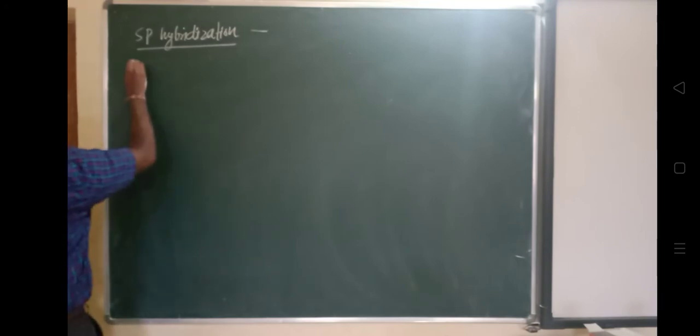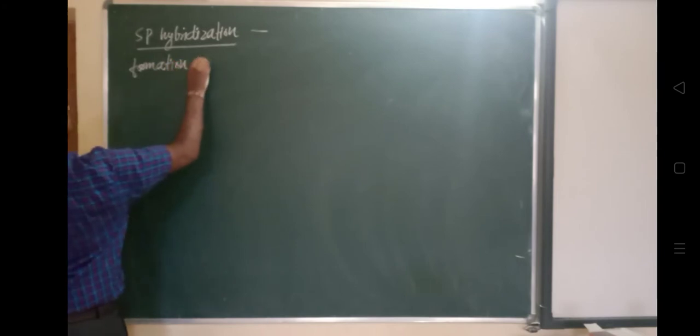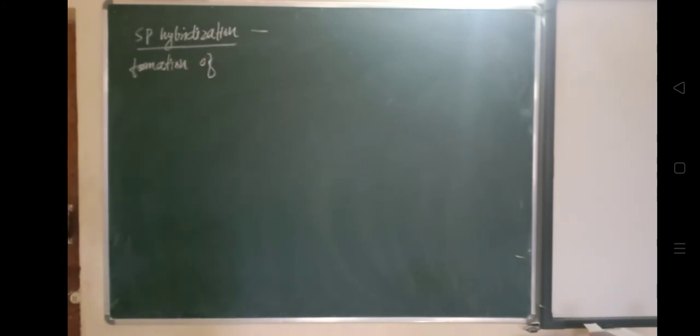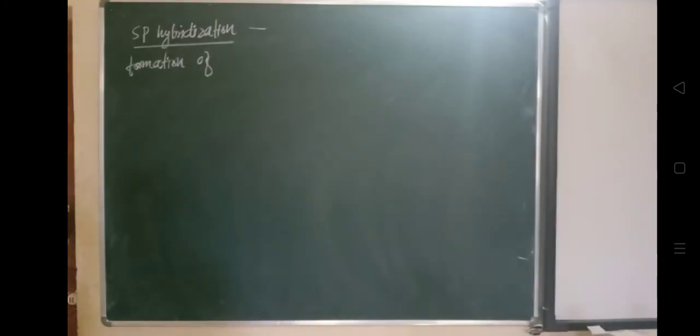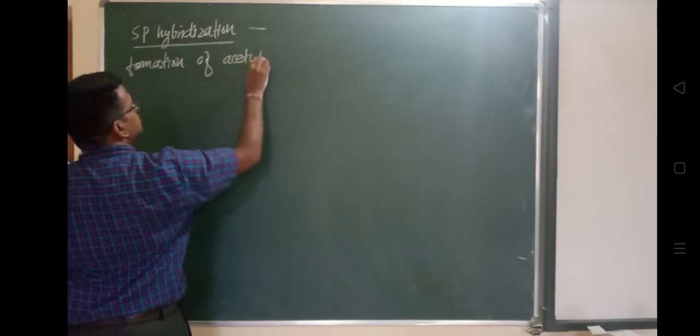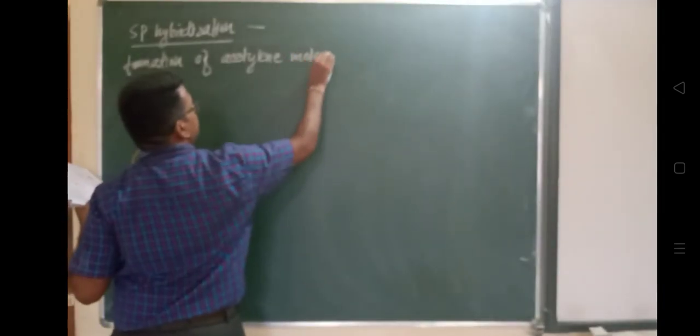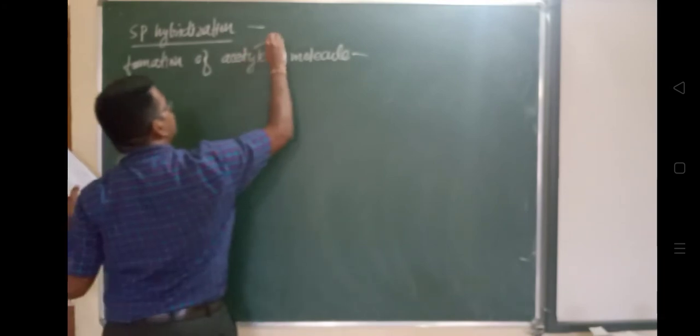Six electrons are present. This is the 1s orbital, this is the 2s orbital, and this is the 2p orbital in the ground state. Out of the 2p orbitals, there will be one electron in 2px and one in 2py, and 0 in 2pz in case of ground state.